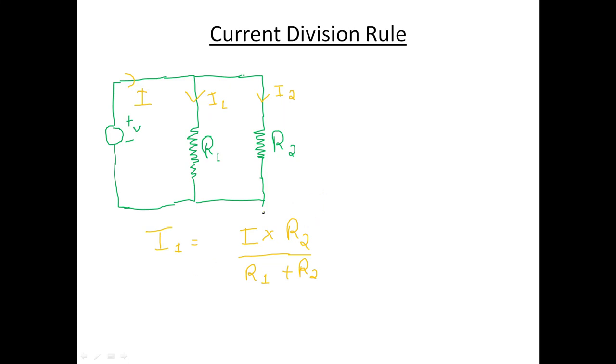Now similarly we can calculate I2. I2 is given by total current I multiplied by the opposite branch, that is R1, over the summation of both the branches, that is R1 plus R2. So this way we can calculate I1 and I2. So this is the required equation for current division rule.